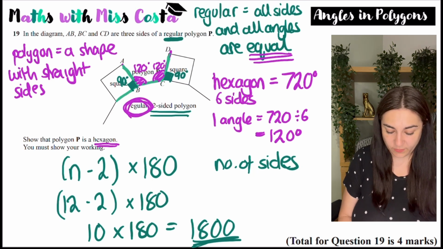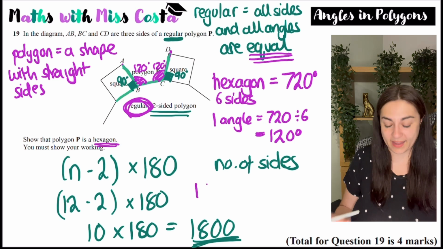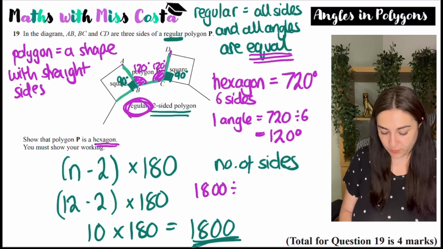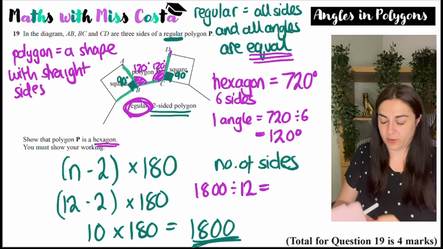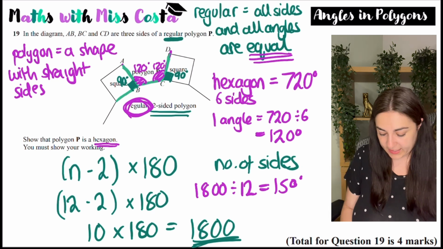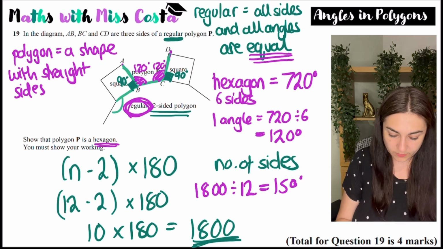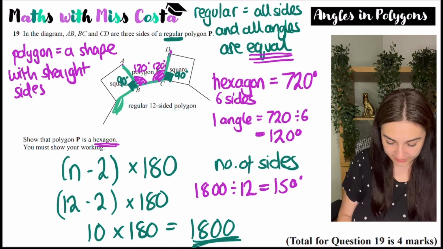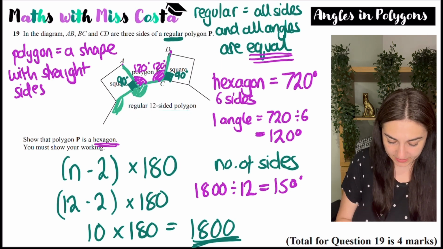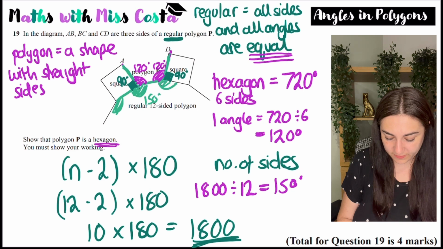Now it's regular, which is the key word that tells me all of the angles are going to be equal. So I do 1,800 divided by 12. And 1,800 divided by 12 is 150. So I know that each angle in this polygon over here, let's get rid of some of this working, is going to be 150 degrees.